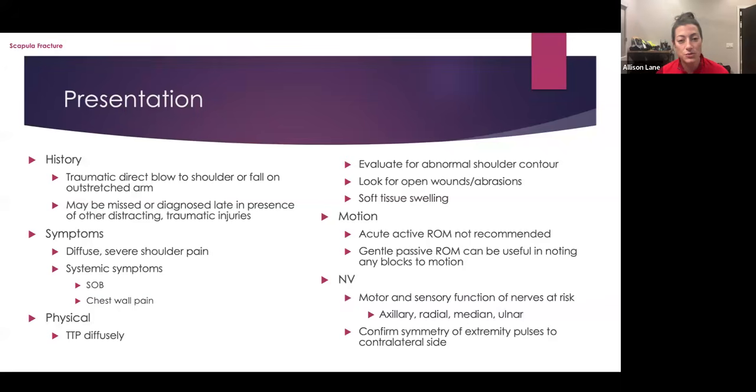So then obviously the normal things, look for contour abnormality, open wounds, like an open fracture, swelling. Hopefully try to avoid some active range of motion just because this can be very painful, but you can try some passive range of motion to see if there's a mechanical block. And then obviously checking that neurovascular status.